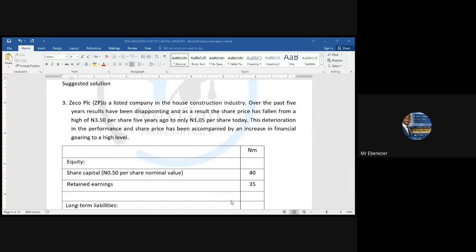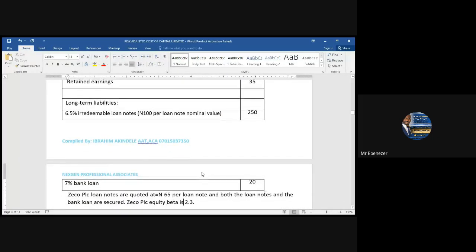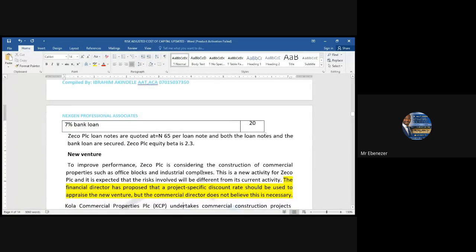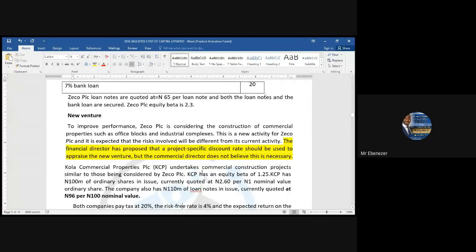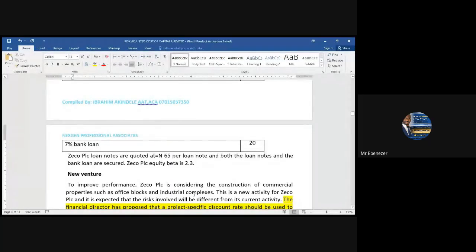So we're given the financial information: the share capital, the long-term irredeemable, and all that. Class, ZECO PLC loan notes are quoted at 65 naira per loan note. Class, when they say something is quoted, that is the market price of the loan, which is 65 naira per loan note. And both the loan note and the bank loan are secured.